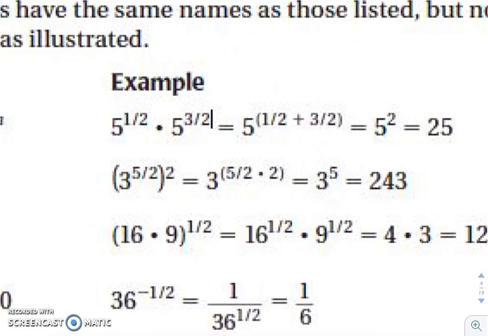So like when you have 5 to the 1/2 power times 5 to the 3/2, you don't multiply 5 times 5 and get 25. You keep that base of 5 and say, okay, still 5, but the exponent or power is 1/2 plus 3/2, which is 4/2, which we can say is 2. And then 5 squared is 25.